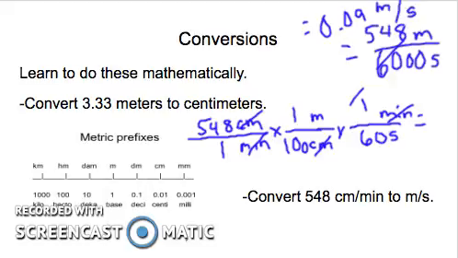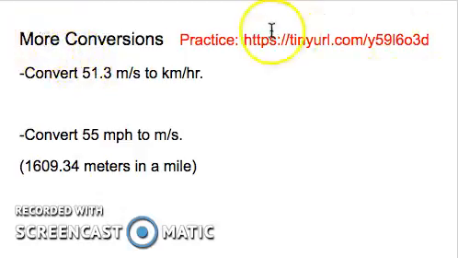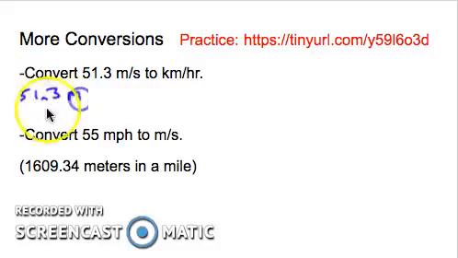So now let's try some other problems before you get to your practice sheet. We have the practice sheet here, but don't worry about it just yet. Let's go to converting 51.3 meters per second to kilometers per hour. So let's try this one. Use the same exact way you did before. We're going to go with 51.3, and that will be meters over 1 second.